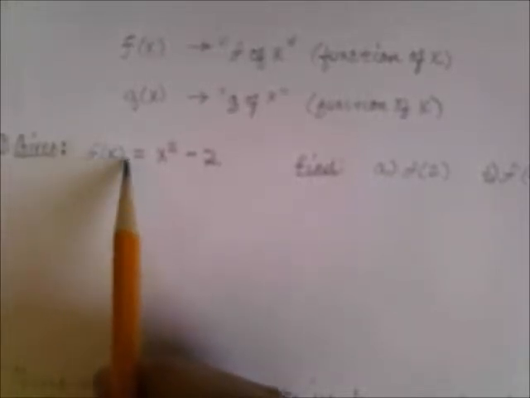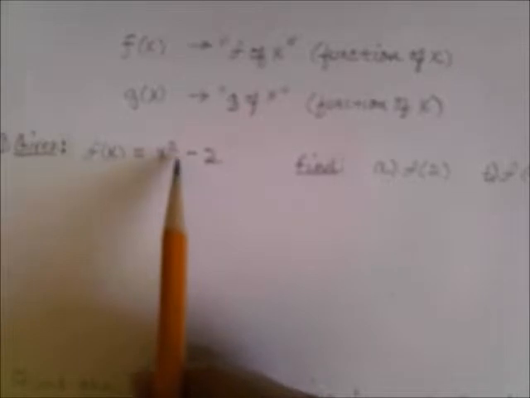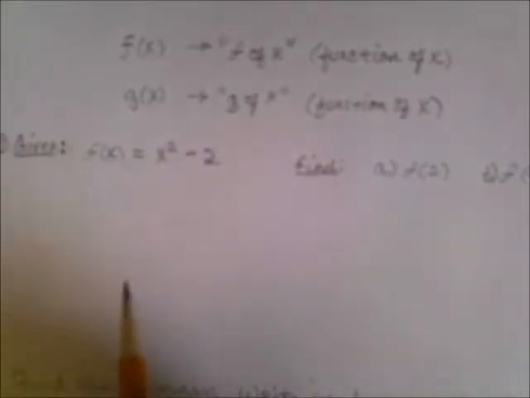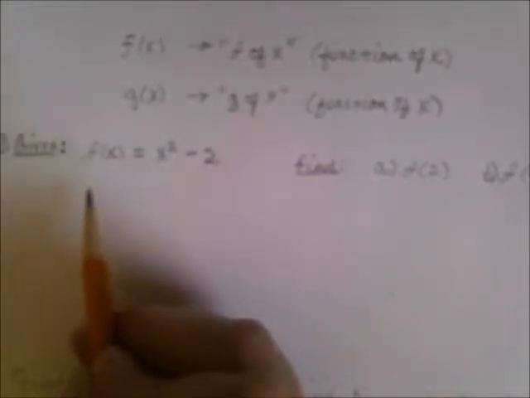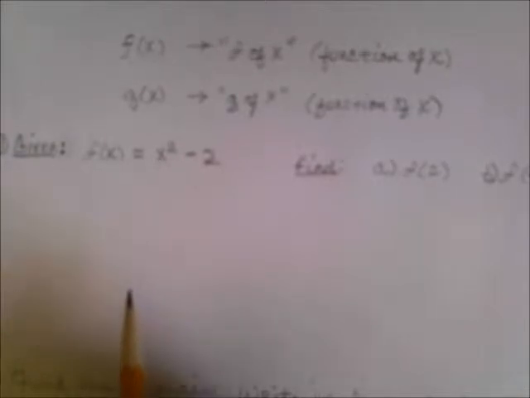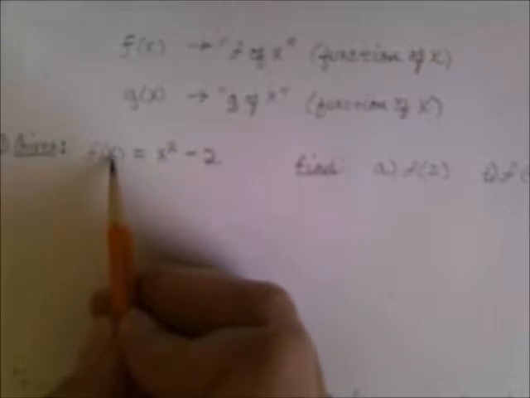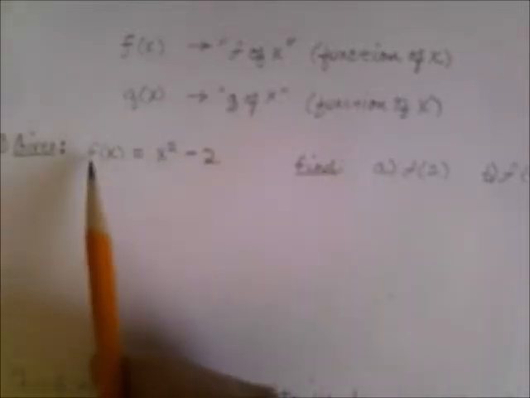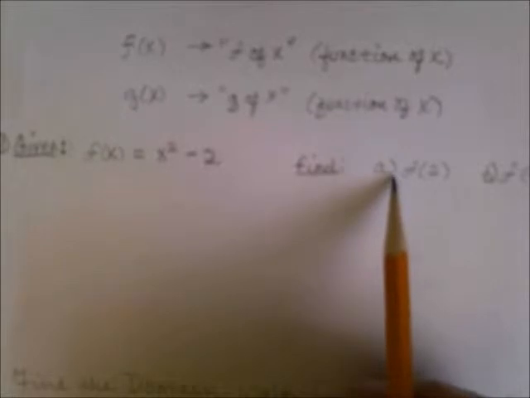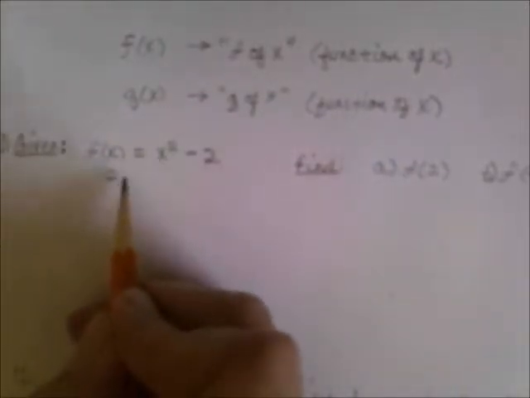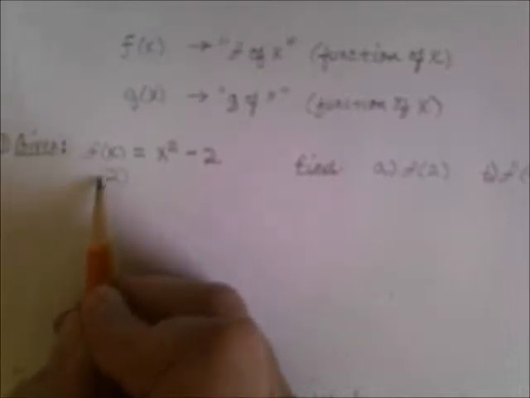So if we have f of x is equal to x squared minus 2, now you notice we don't even have a y written here, but the f of x is talking about what our y value will be. So f of x, for that x, we're going to plug in whatever number it tells us. So it says f of x is equal to x squared minus 2. What is f of 2? That means plug in 2 for the x, right?